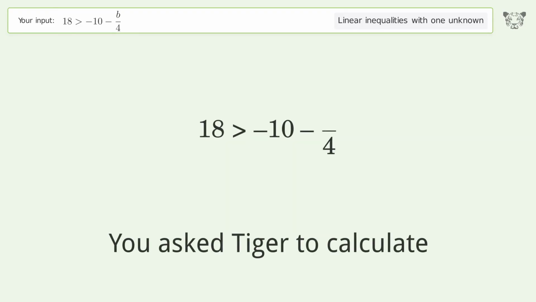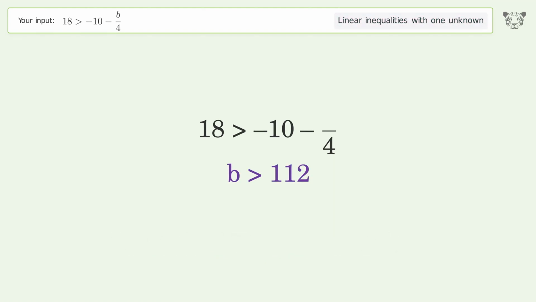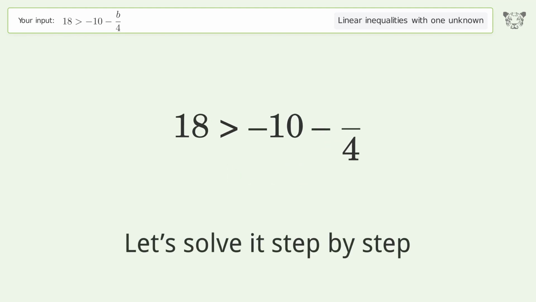You ask Tiger to calculate. This deals with linear inequalities with one unknown. The final result is b greater than negative 112. Let's solve it step by step.